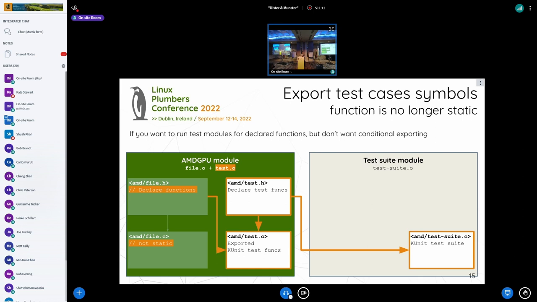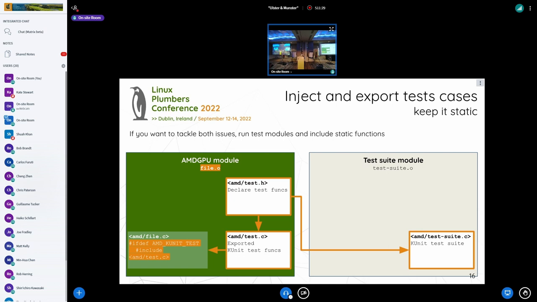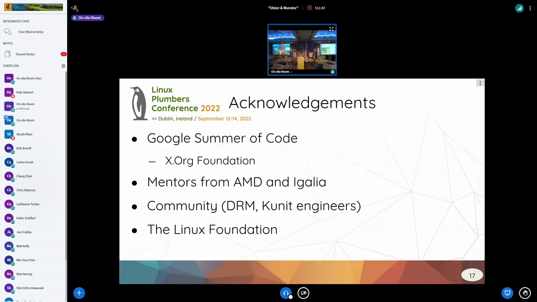So if you don't want to export or add noise to your functions, you can export the test case inside your module and write a test suite including the test cases. And finally, if you have nothing against writing tests for static functions, you can combine the two approaches. You can inject your test cases, exporting the test case inside your driver code, and include them in a separate test suite.